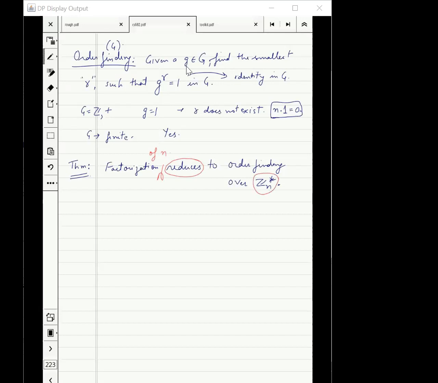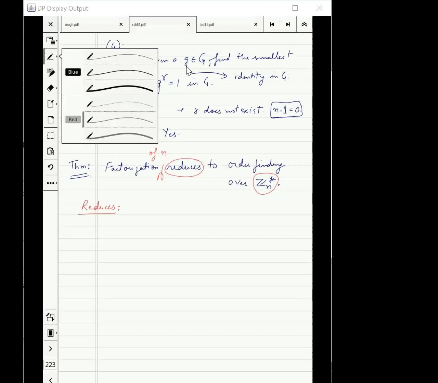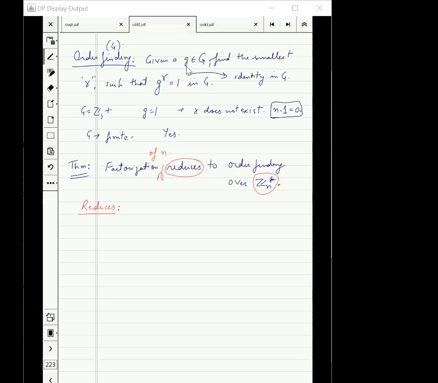What does reduces mean here? An intuitive definition would be fine. Equivalent to finding. Then we will probably have to define equivalent, which is not the same. If factorization reduces to order finding and order finding reduces to factorization, then that would be equivalent.